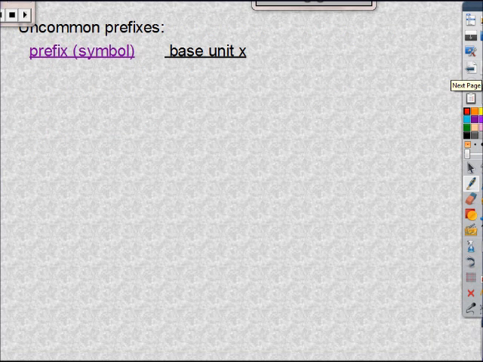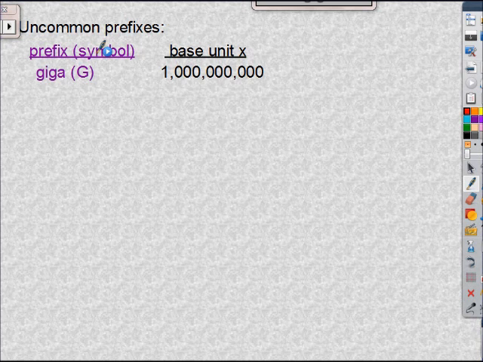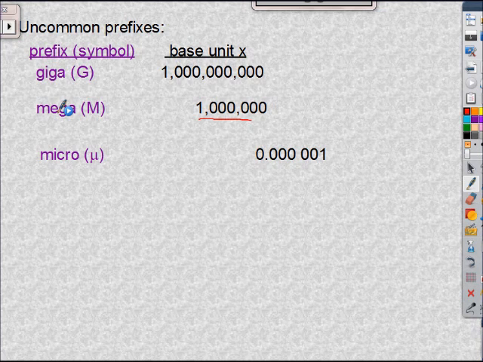Some other, I would call them uncommon prefixes. Okay, they're still SI prefixes, but we don't use them as often. A giga, use it with computers. A gigabyte. A mega, again, a megabyte, something very big. It's a million. A micro, this u symbol, you write it like that. It's a Greek mu, or Greek M, and you can see how many zeros you have before the 1. That's how big it is compared to the base unit.